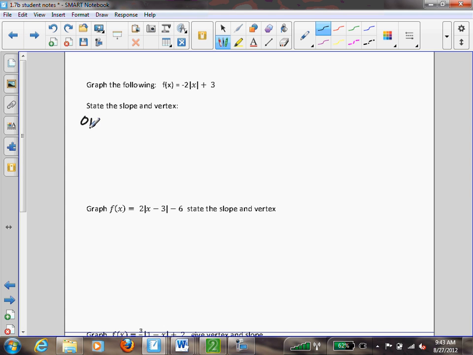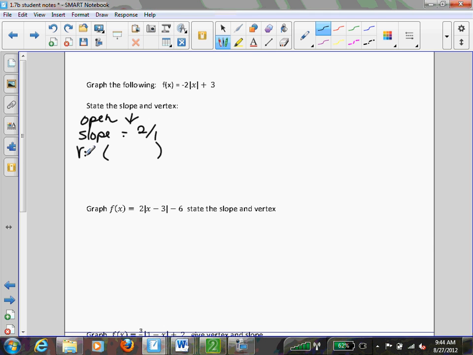Next one. Okay. What now? Let's talk about open. How does it open? Up or down? Okay, because of the negative. What is my slope? Okay, we're not going to include whether or not it's negative or positive. What is it? And we're going to write that as 2 over 1 because we want to have it as a fraction. And my vertex, what is my vertex as a coordinate? Well, is it 0, 3 or 0, negative 3? Right, right? You take the same sign out here.